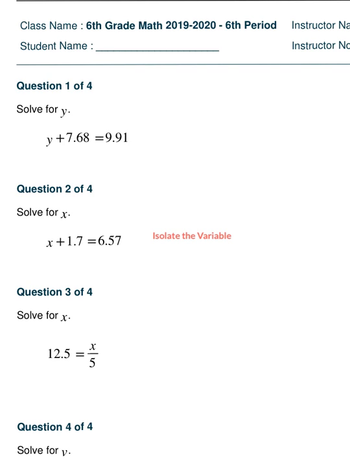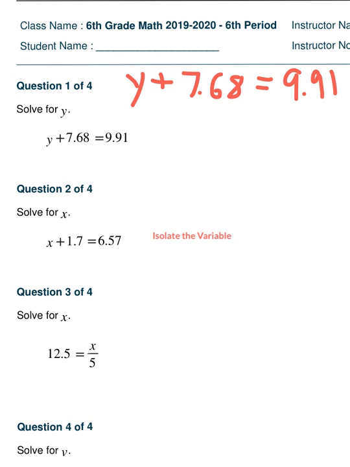Today we're going to talk about the additive property of equality with decimals. So this is something we've covered, except we just didn't do it with decimals the last time. We have a problem that says solve for y, and I'm just going to recopy it here at the top so we have a little bit more room. y plus 7 and 68 hundredths equals 9 and 91 hundredths.